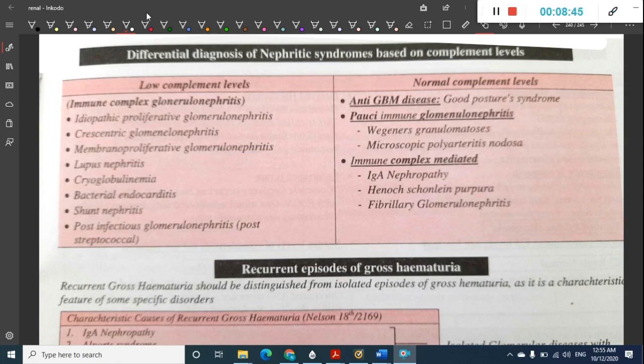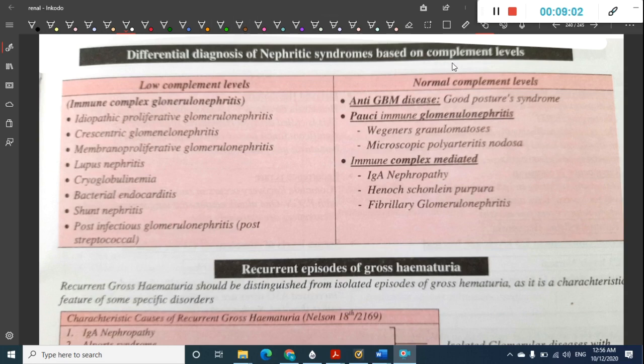Then in immune complex disease, IgA nephropathy, Henoch-Schönlein purpura is a vascular disease, right? You should just remember fibrillary glomerulonephritis and IgA nephropathy have normal complement levels. Rest all, obviously, are vasculitis.